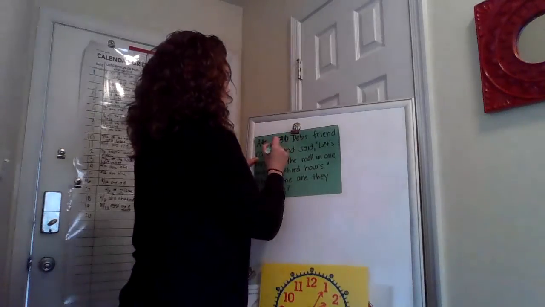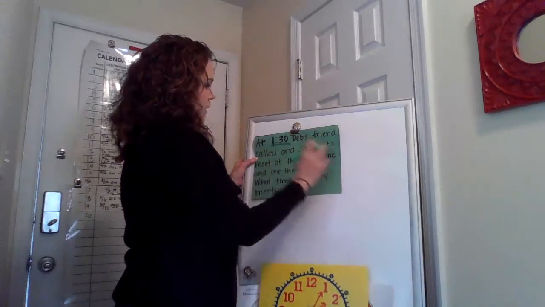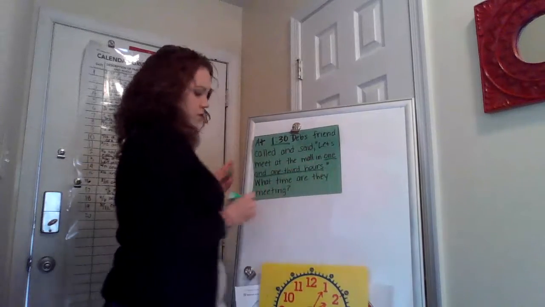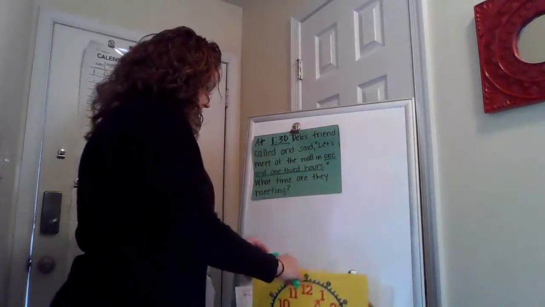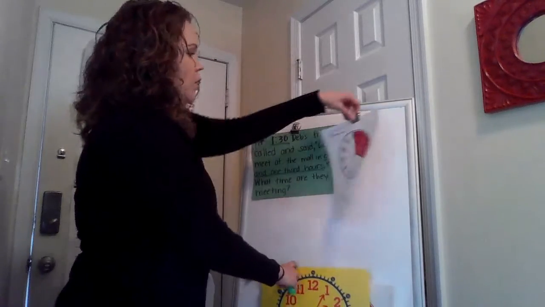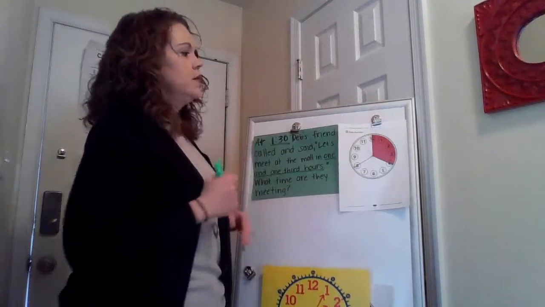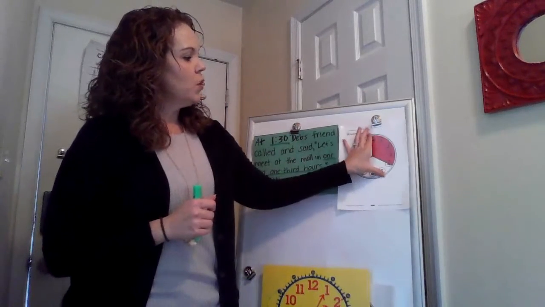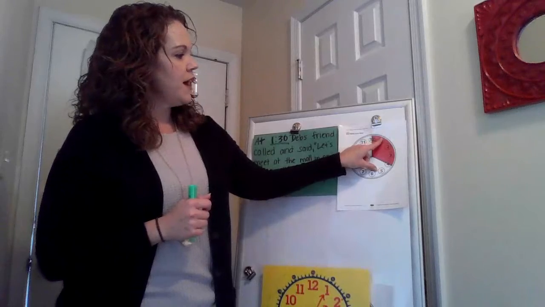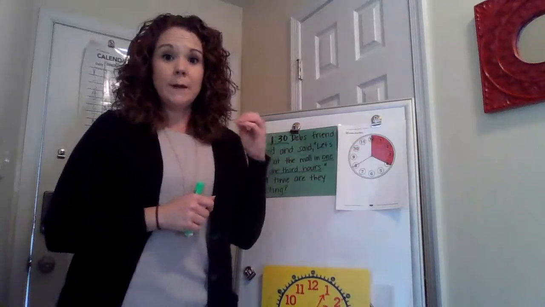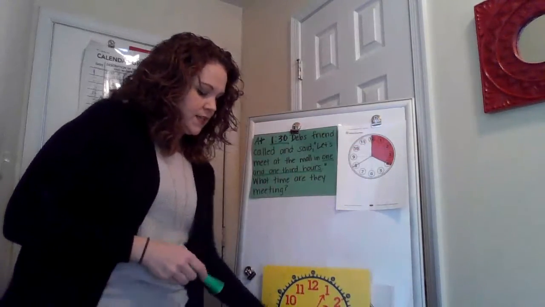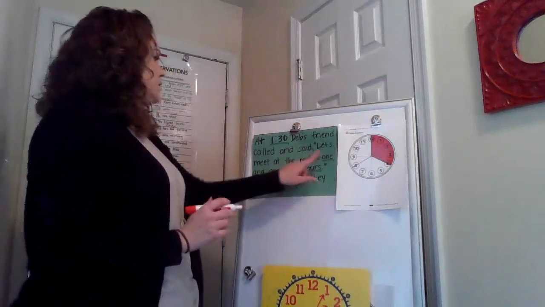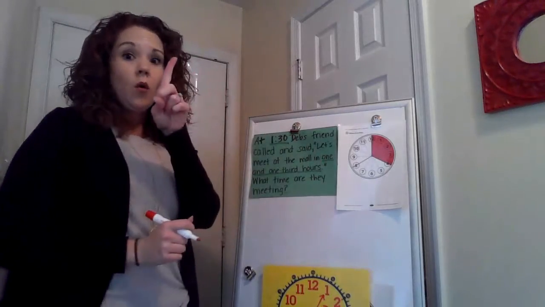So it's 1:30 now. She said we're going to meet at the mall in 1 1/3 hours. Well, guess what, Deb's friend? We've been working on our thirds of an hour. And we found out if we split our clock into 1, 2, 3 parts, one of those parts has 5, 10, 15, 20 minutes. So Deb's friend did say that let's meet at the mall in 1 whole hour.